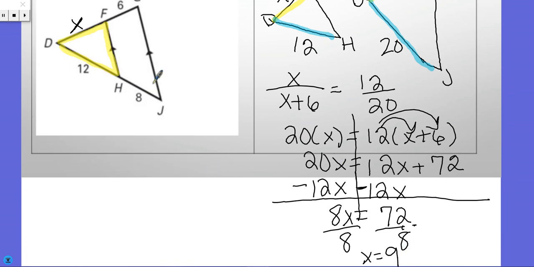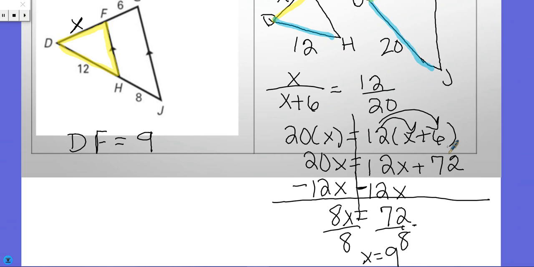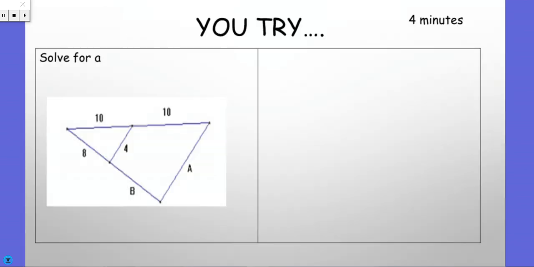All right, so right here, it only asks me to solve for DF, and DF is right here, so that means I can say DF equals 9. And we are done. And y'all, make sure you check your multiplication. You see how I made that simple mistake? And my answer would have been off, so double check yourself too. All right, let's go to the next one. It says solve for a. Where is a? A is right here. So I'm going to draw my two triangles.